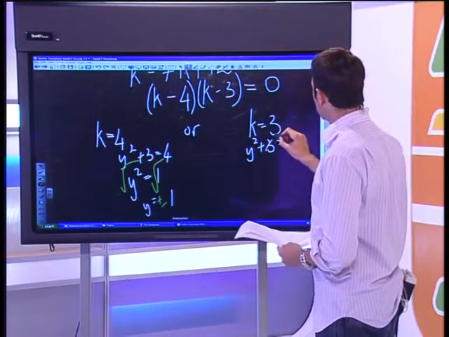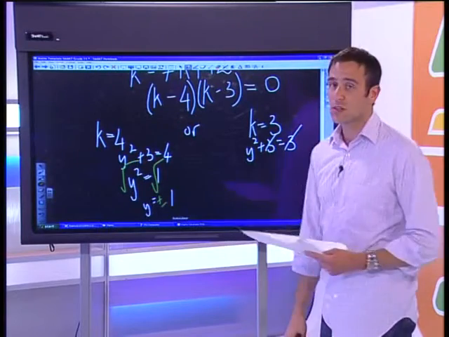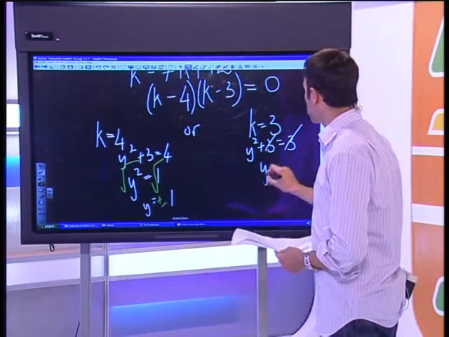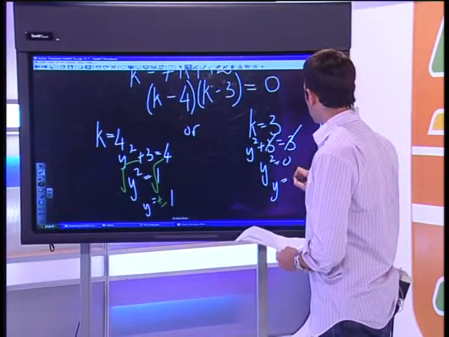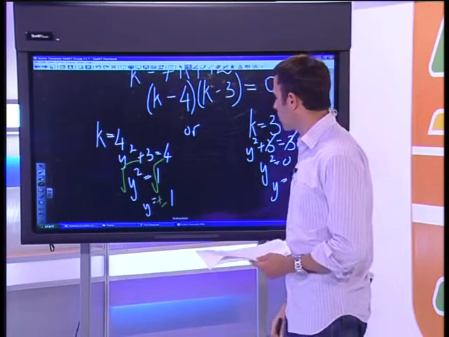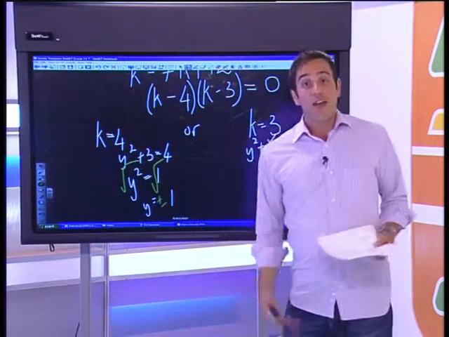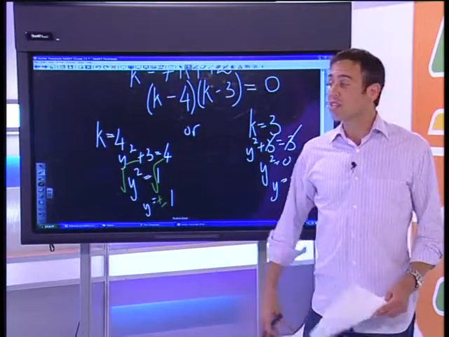Over here, have a look. Your 3's cancel out. I'm left with y squared equals 0, which means, of course, that y equals 0. Okay, so there you have it. There is an exam question.